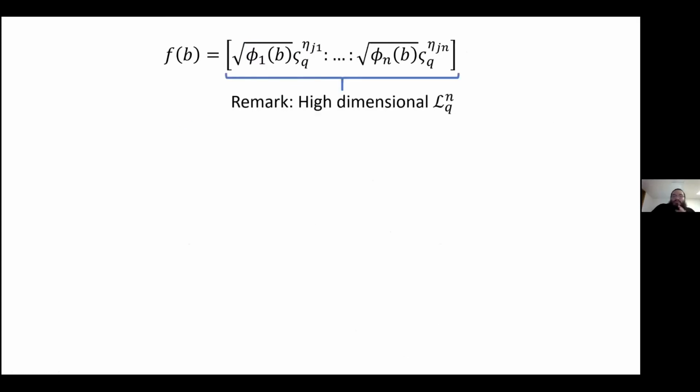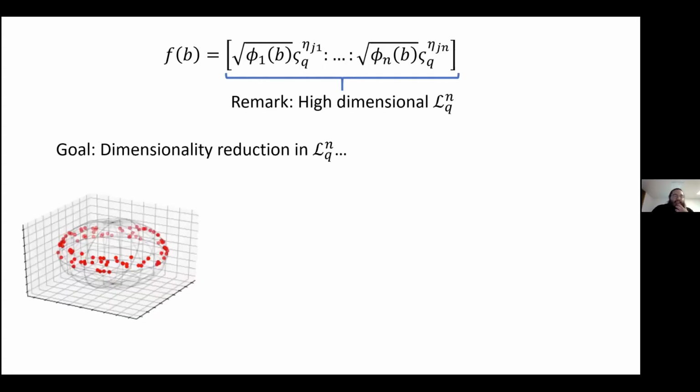So one drawback of this is that if you pay attention to the way that I described this map, it is high dimensional, and the dimension n corresponds to the number of landmarks that I selected at the beginning. So this raises a question: can we solve this high dimensional problem? Can we develop some type of dimensional reduction procedure for these coordinates? And the answer is yes. And the idea is actually fairly simple.